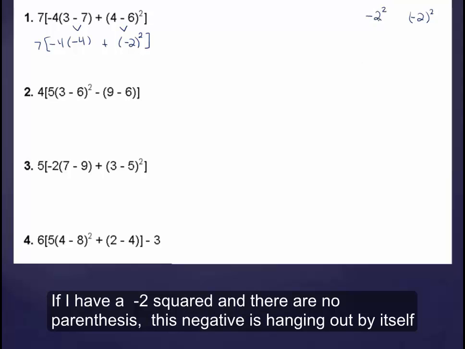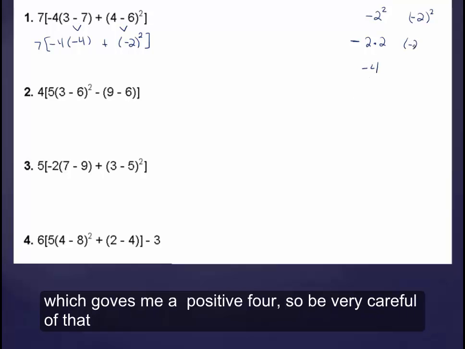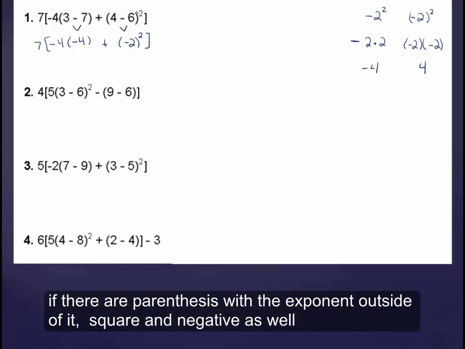If I have a negative 2 squared and there are no parentheses, this negative is hanging out by itself, so that's negative 2 times 2, which gives me negative 4. If the negative is inside the parentheses, I have negative 2 times negative 2, which gives me positive 4. So be very careful of that. If there are parentheses with an exponent outside of it, you square the negative as well.